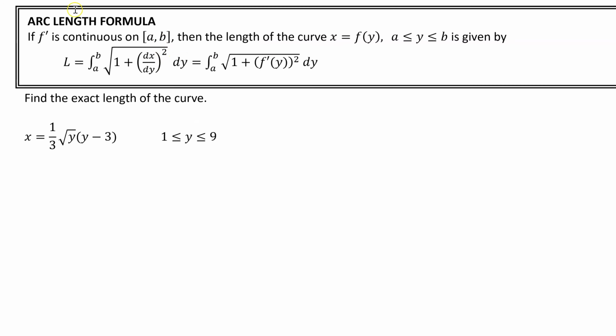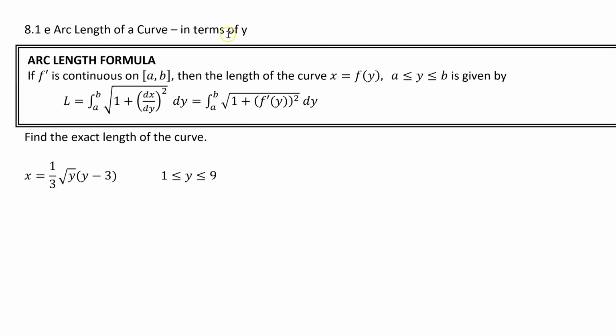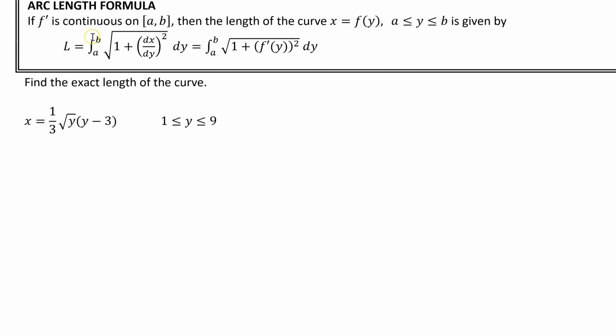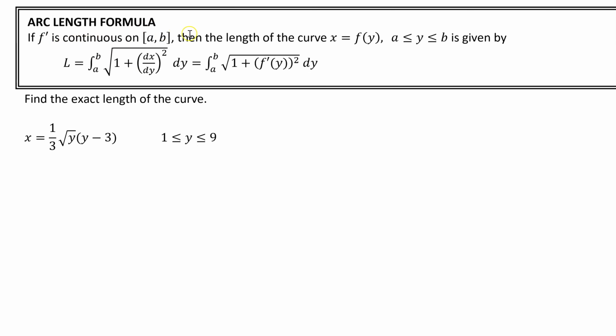All right, so this is now the arc length formula in terms of y. So we have our f is continuous on a and b just like before, and you notice now we have x is equal to f of y, and y is between a and b. All I've done is switched all the x's and the y's.